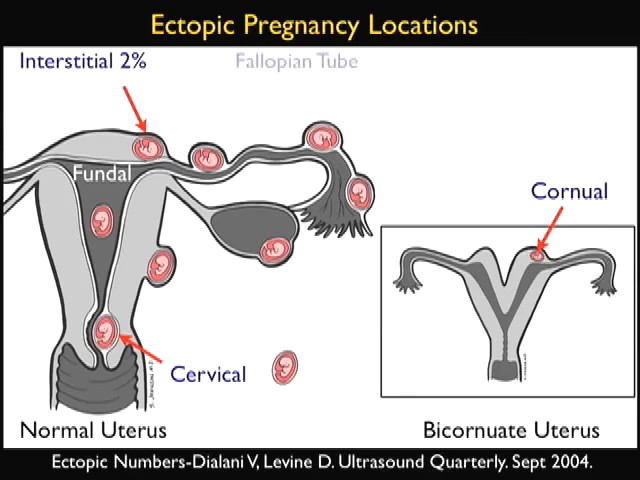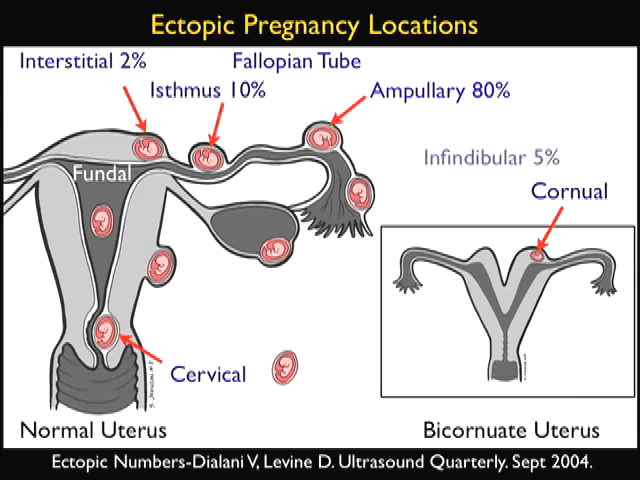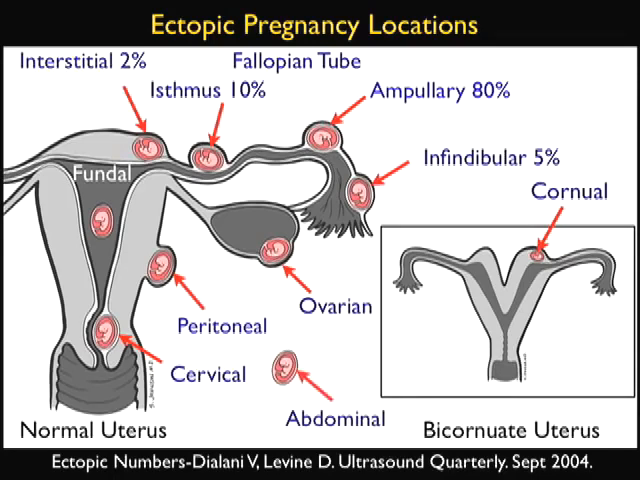We can also see, however, that an implantation low in the area of the cervix is also going to be defined as an ectopic pregnancy. Now, most ectopic pregnancies will be located within the fallopian tube, and the majority of these will be in the ampullary region. We can see that 80% of ectopics are located right within the ampullary region of the fallopian tube. But we can also have proximal ectopic pregnancies located within the isthmal region or distal within the infundibular region.